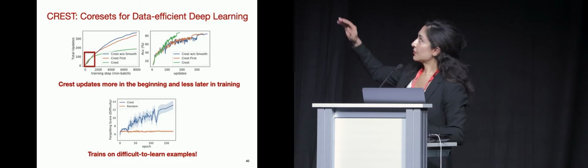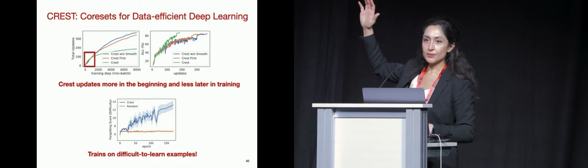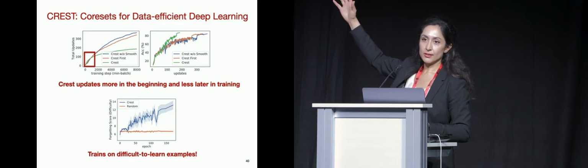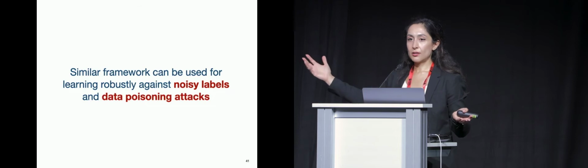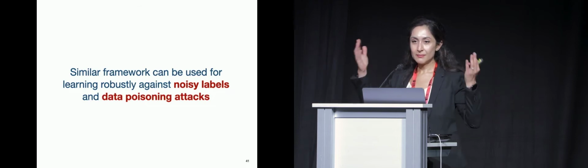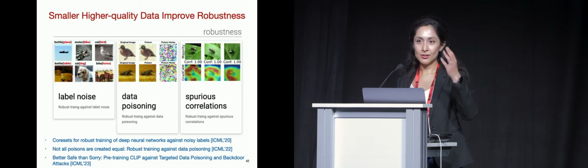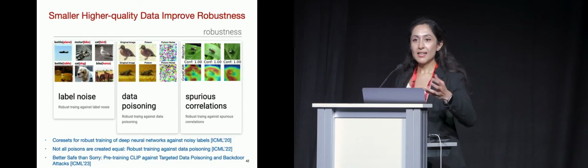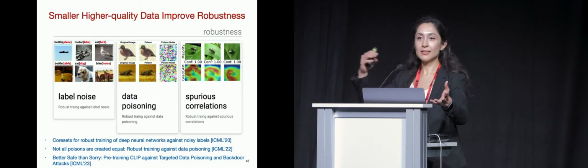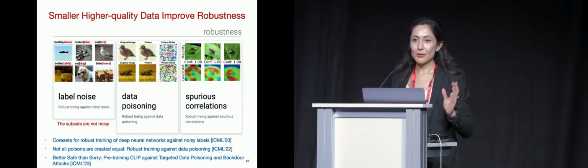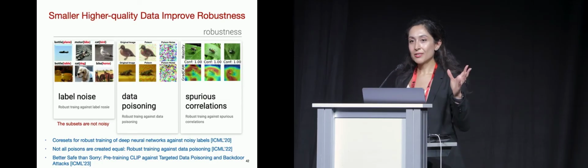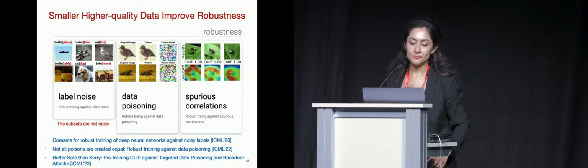Okay, so you see that the average difficulty of these subsets that we find increases during the training. So we start with easier to learn examples, and we keep increasing the difficulty of examples during the training, and this makes a lot of sense. Like if you want to teach a kid what is a cat, you show the simple cats first, then you increase the difficulty of learning, and you show them the vaguer or ambiguous cats later. Okay.